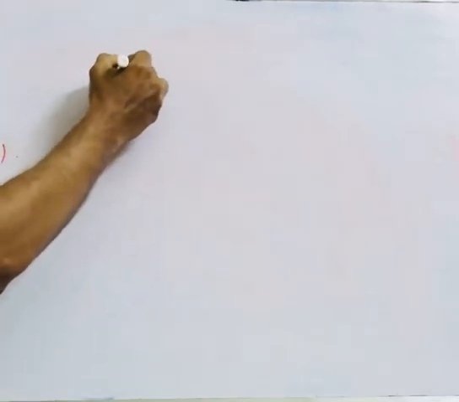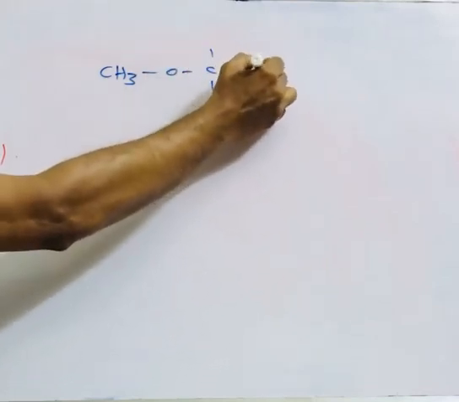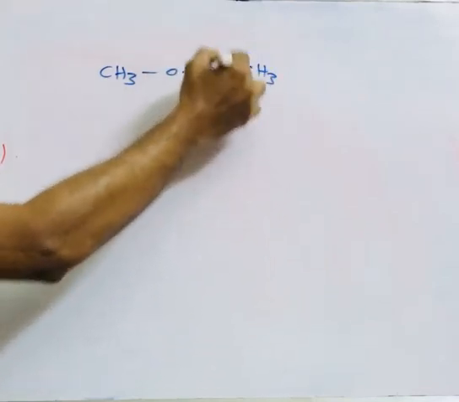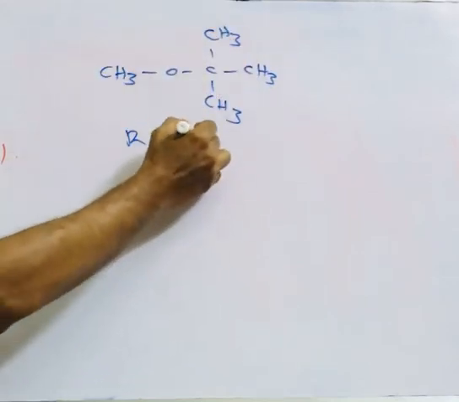So far we have seen alcohols and phenols. Now we will go to the last part, ethers. For ethers, first we need to understand some of the IUPAC names, which is very important. They asked for one IUPAC name of an ether, CH3O, C, CH3, CH3, CH3. You know the ethers, ROR.